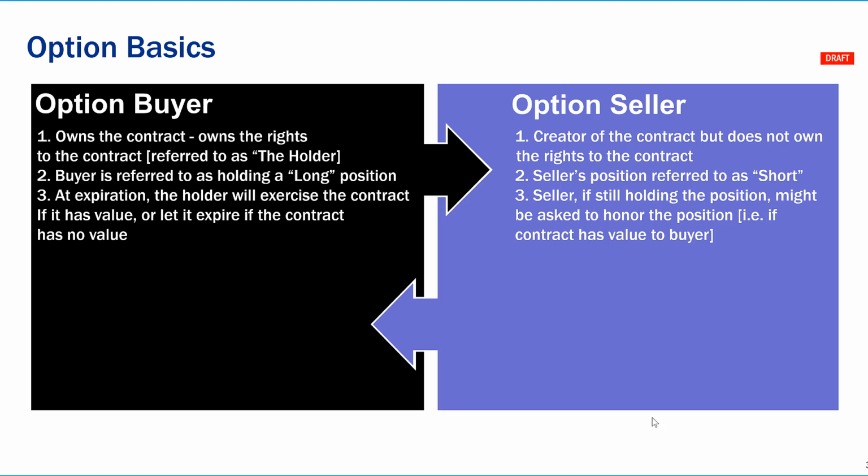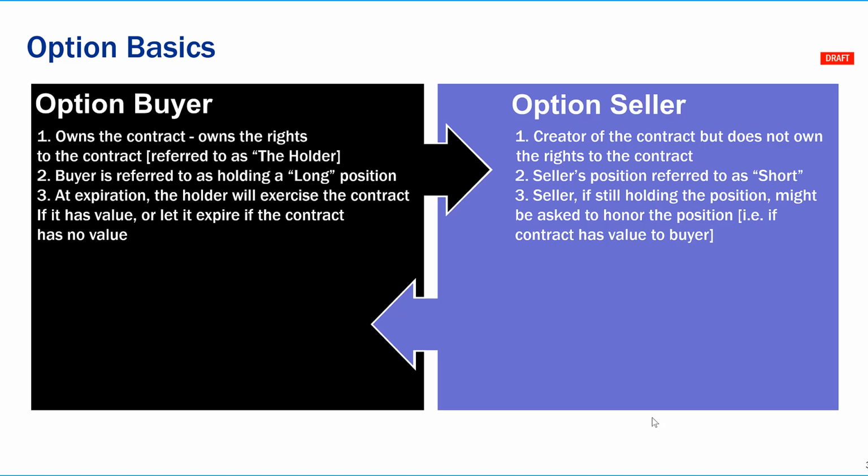They are the creator of the contract because they get the premium, or the option price; the proceeds of the option price go to the seller. Under a call option, a seller's position is referred to as a short position because they don't anticipate the stock to go up, they anticipate the stock to go down, in which case they retain the proceeds from the contract sale.